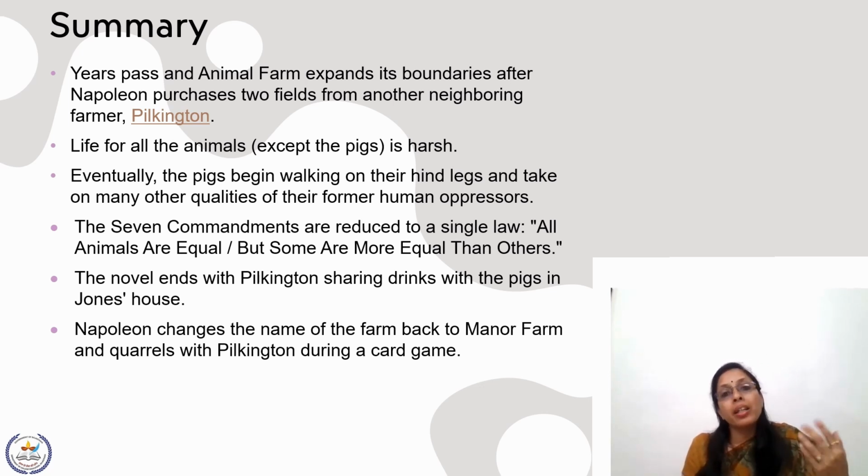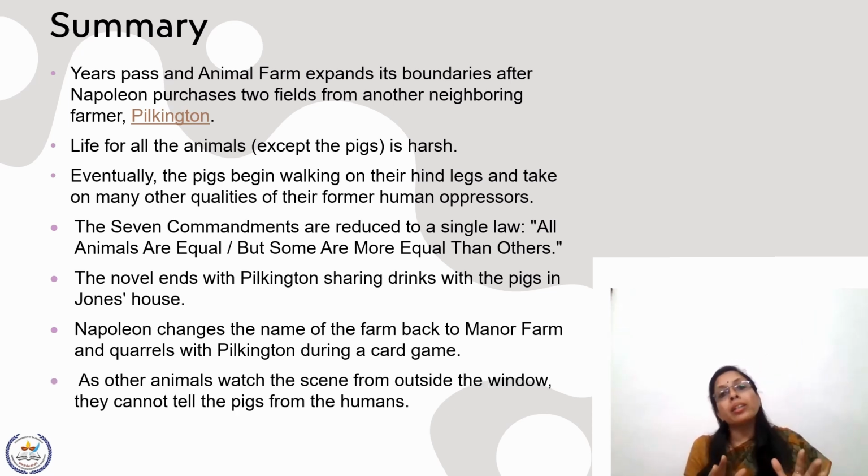And ultimately they start quarreling during a card game. They start cheating. Napoleon is cheating, Mr. Pilkington is cheating, and then they start quarreling during this card game. And all the other animals are watching this whole scene through a window, and they cannot tell the pigs from the humans. That is, the pigs have started resembling human beings to a great extent. So this is the note where the novella ends.